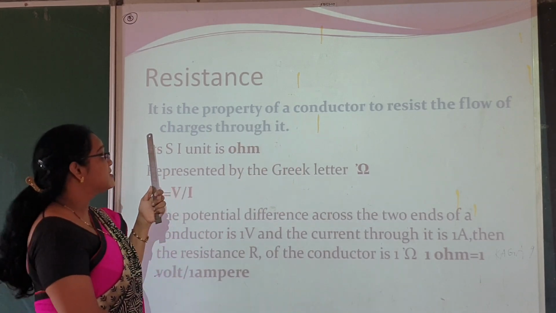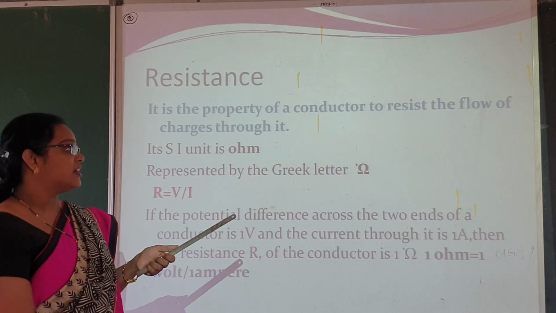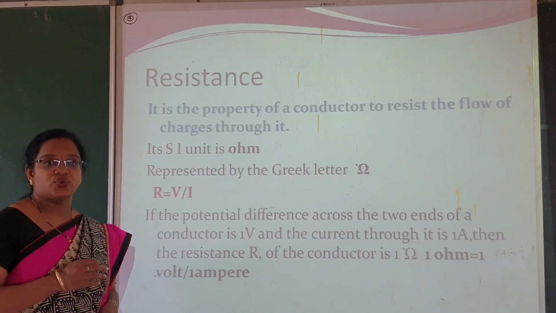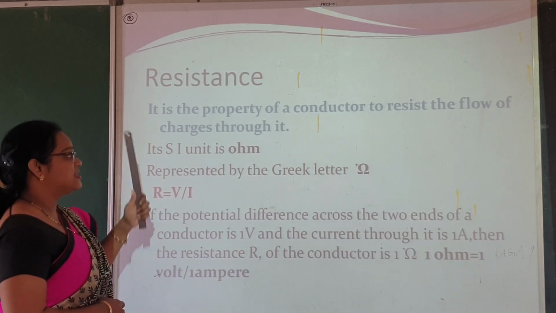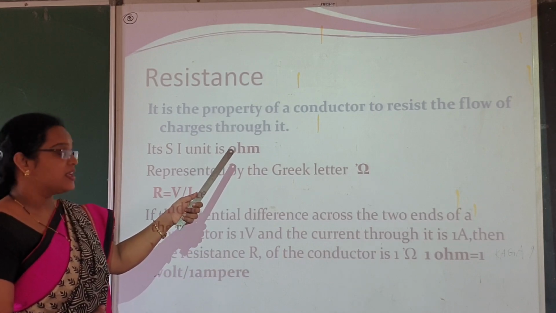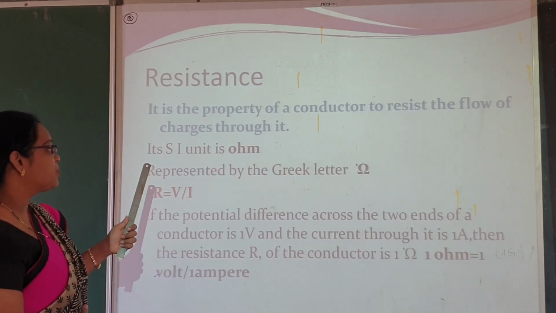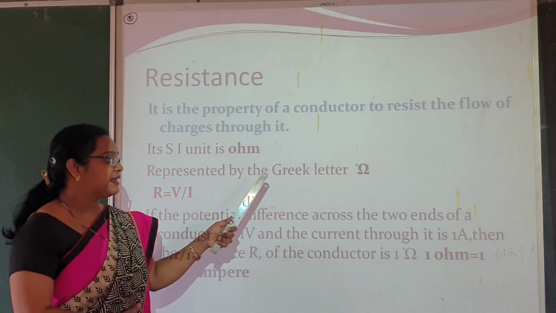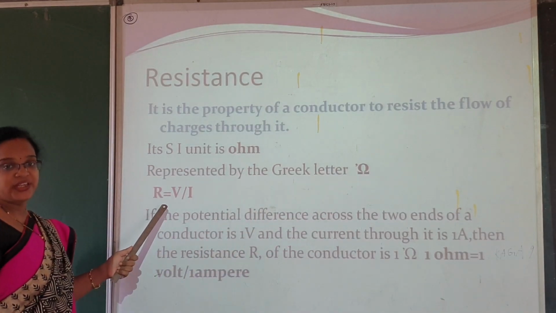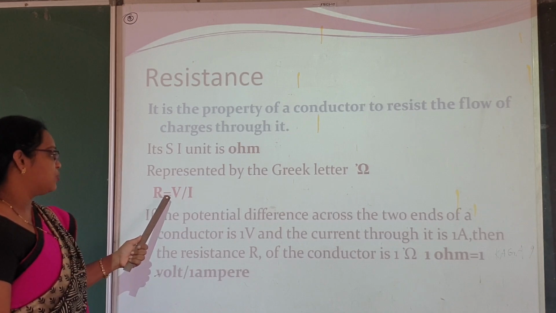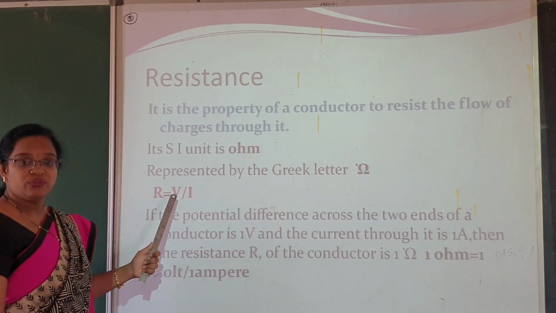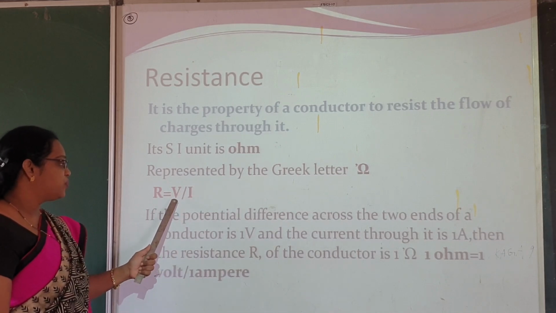So what do we mean by resistance? The property of a conductor to resist the flow of charges through it is called resistance. Resistance is measured in ohms. The SI unit of resistance is the ohm, denoted by the Greek letter omega. The formula to find the resistance is R is equal to V by I. R is equal to V by I. What is this V?